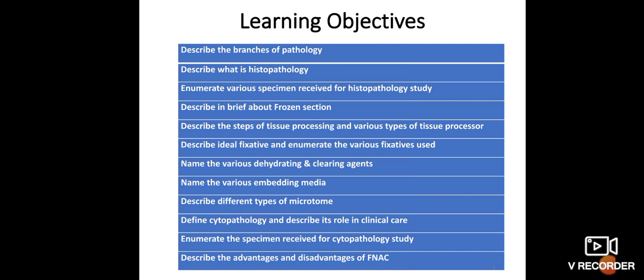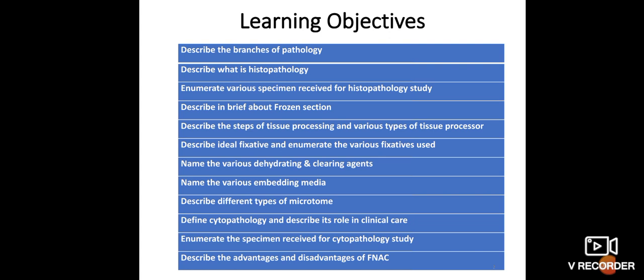By the end of the session today, you should be able to describe the branches of pathology. You should be able to describe what is histopathology. You should be able to enumerate various specimens that we receive for histopathological study. You should be able to describe in brief about frozen section, what is frozen section and when it is used. You should be able to describe the steps of tissue processing and various types of tissue processes.